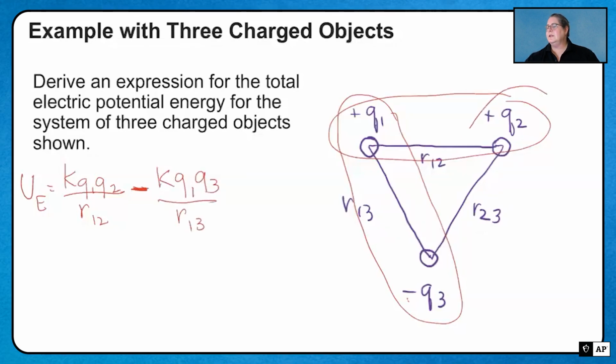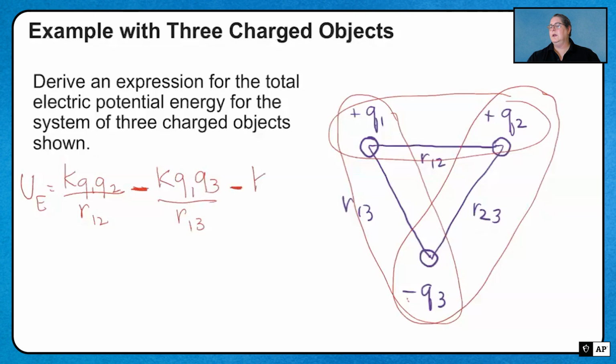And then last but not least, I'm going to do the pair of 2 and 3. And again, noting that 3 is negative, it's going to be negative K Q2 Q3 over R2,3. There's no way for me to simplify that unless I want to pull out a K, because the K is in every one. But I don't know that the charges might be different, the distances might be different. So this is my expression.